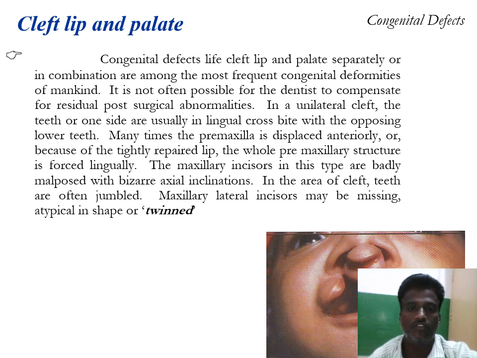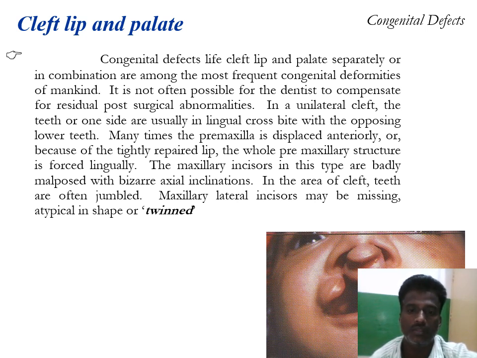Congenital defects like cleft lip and palate, separately or in combination, are among the most frequent congenital deformities in humans. It is not often possible for the dentist to compensate for residual post-surgical abnormalities. In the unilateral cleft, the teeth on one side are usually in lingual crossbite with the opposing lower teeth. Many times the premaxilla is displaced anteriorly, or because of the tightly repaired lip, the whole premaxillary structure is forced lingually.